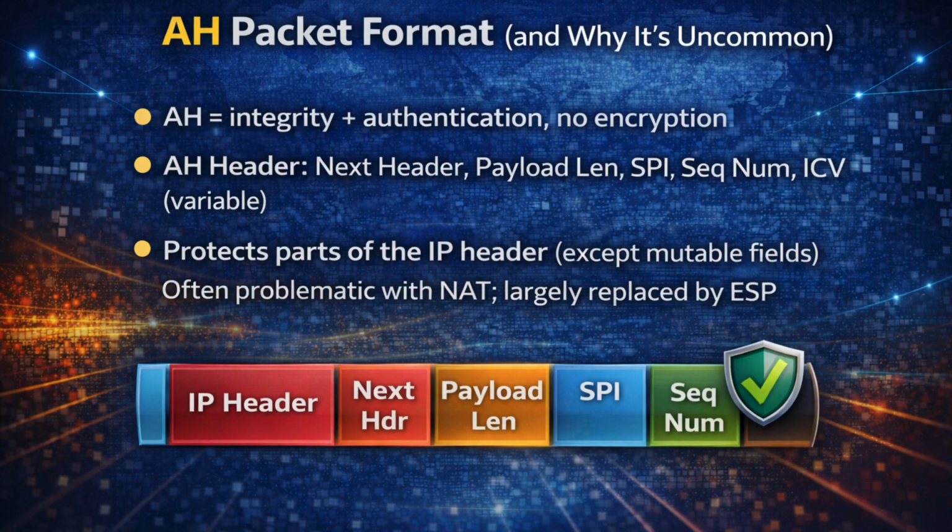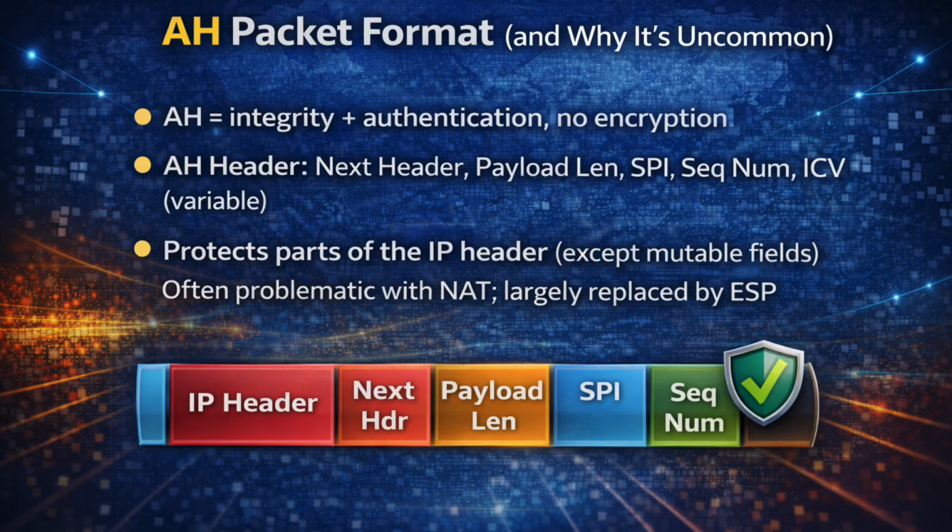AH is the other IPsec data plane protocol, the authentication header. AH does not encrypt. Instead, it provides integrity and peer authentication by computing an integrity check value, or ICV, over the packet. The AH header includes a next header field to indicate what comes after AH, a payload length, the SPI, the sequence number for anti-replay, and then the ICV itself.